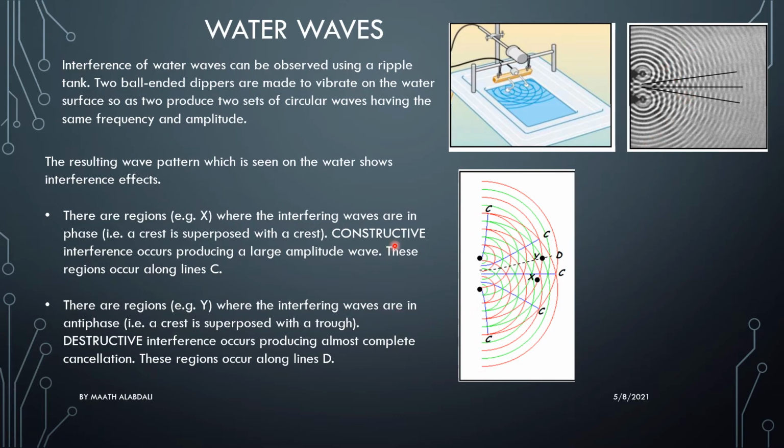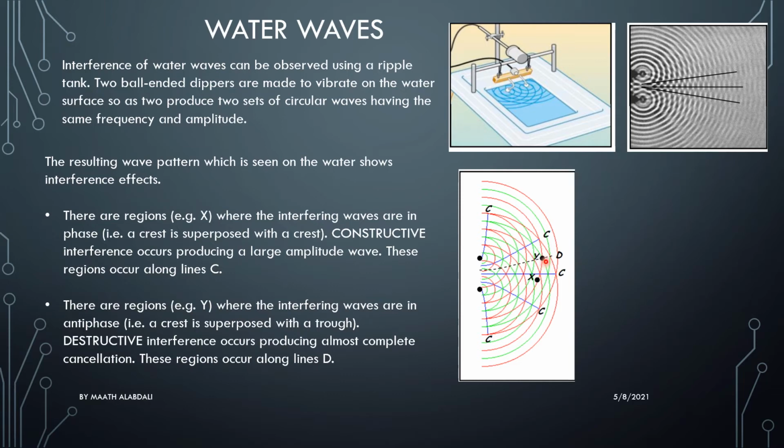In here, there are regions where the waves are in phase. For example, region X. This is where the points are in phase, the constructive interference. And in here, a larger amplitude wave will be formed. Basically, it's just one wave at X.